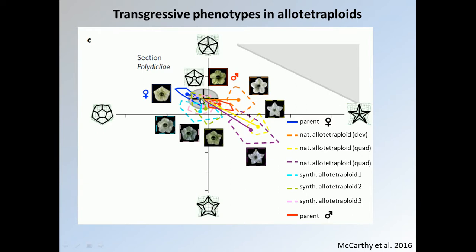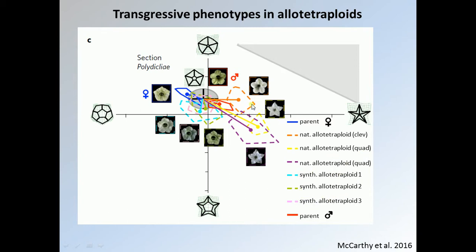Then what you have here in the middle is the mid-parent value, and the expectation in case of additivity is that the allotetraploids will have a similar shape as the mid-parent value, and that is represented by this line that you have here. Those lines are actually the distance between the mid-parent value and the actual value of the allotetraploids. Then they studied natural allotetraploids, so Clevelandii, the one that I showed you, but there are others from the same parents, and the synthetic allotetraploids.